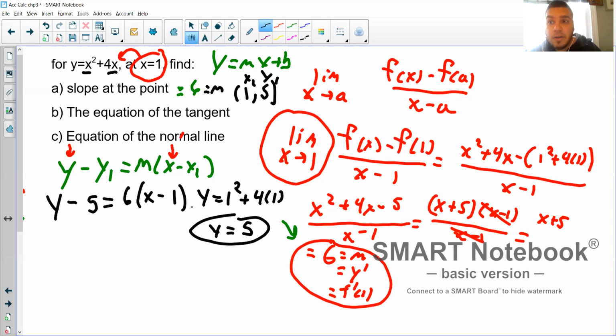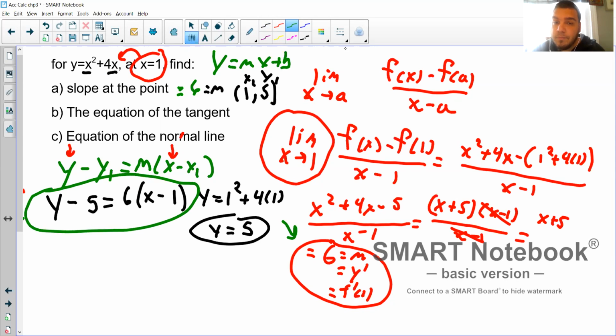This, by the way, is an equation of a line. This is the equation of the tangent line. So right here is your answer for B. Okay, if anyone has any questions, just plug it into point slope form and everything like that. What is the equation of a line?